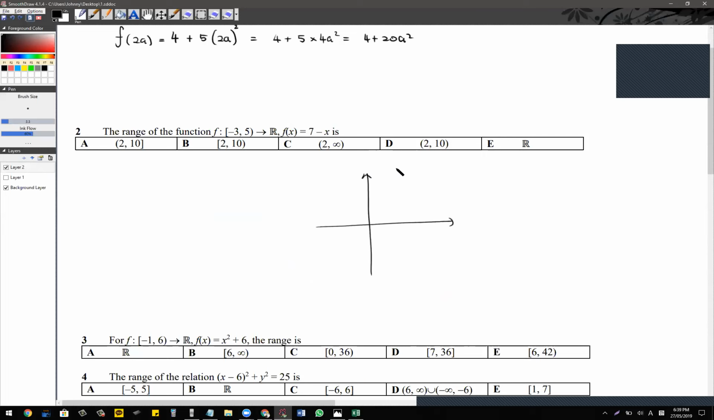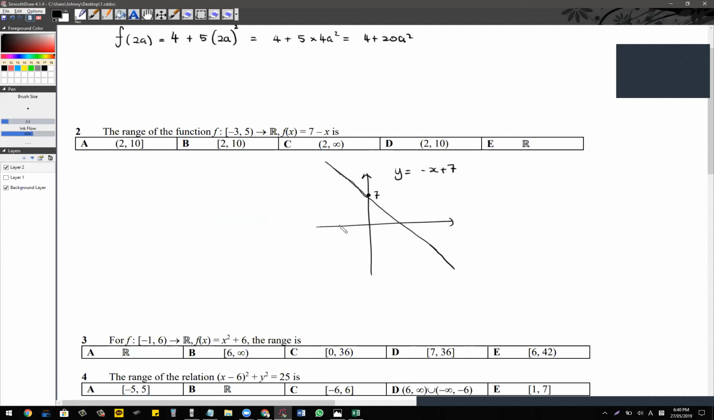If we're just given y equals -x plus 7, that's the same thing as 7 minus x. And this is the equation of a straight line with an intercept at 7, and it's got a negative gradient of 1, so it looks like that. So this is without any restriction, and we're taking the maximal implied domain. But in this case, we have a restricted domain, -3 to 5.